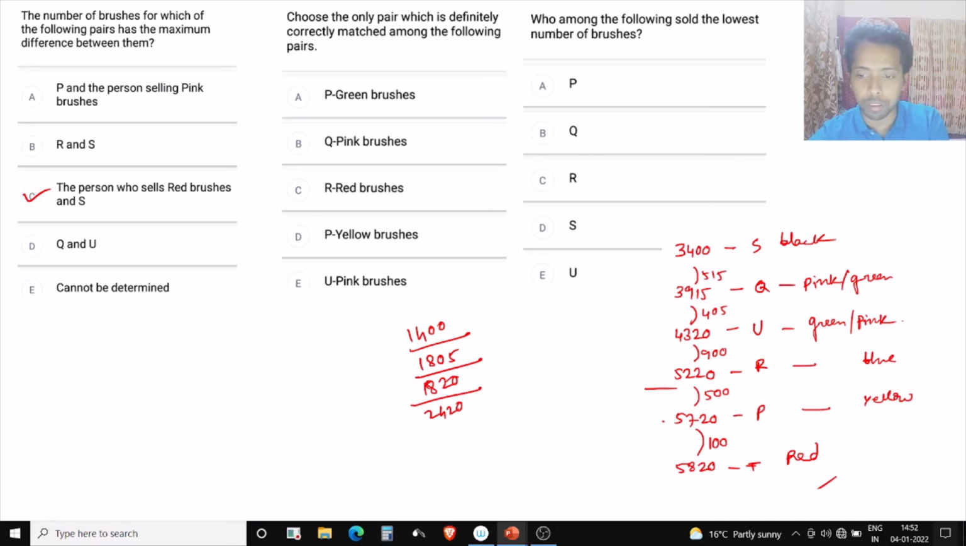Choose the only pair which is definitely a correct match from the following pairs. P, green brush. No, P is yellow here. Q, pink. Maybe, may not be. R, red brush. R is blue. P is yellow brush. Yes, P, yellow is the answer. Who among the following sold the lowest number of brushes? Lowest number of brushes. Yes, that is S.